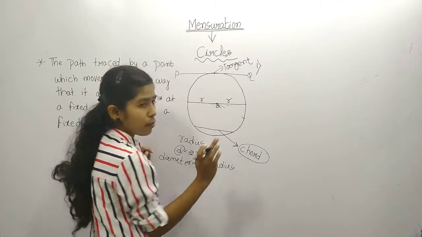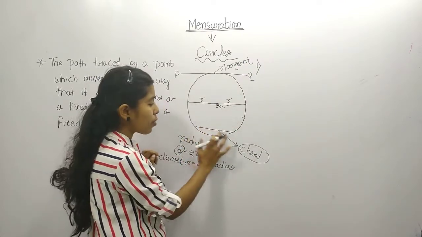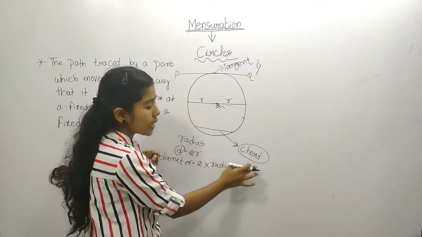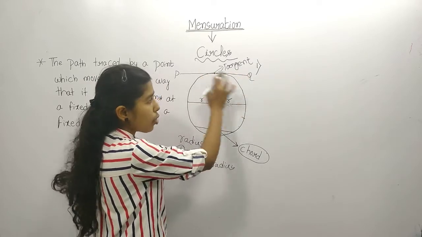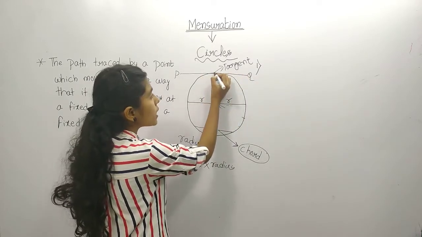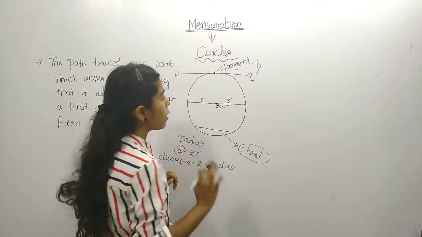See, wherever you draw a line inside of this circle, anywhere, it is called a chord. And if you draw an external line and it meets this circle at one point, then it is called a tangent. Clear?